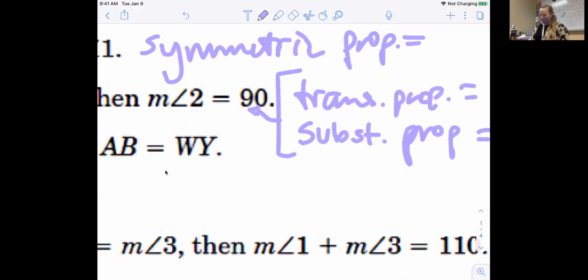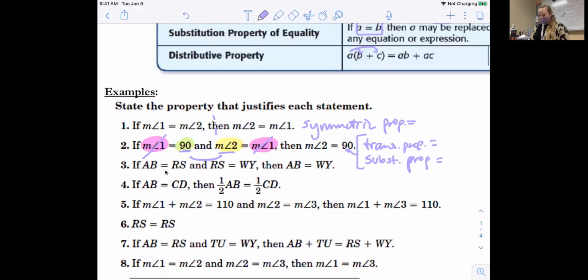All right, next one says if AB equals RS and RS equals WY, then AB equals WY. We just did that, right? That should be transitive. Same idea. Again, if you argued substitution, I'm okay with that. In a second, I'm going to show you a time where we only use substitution and we can't argue transitive. I'll get to that in a minute.